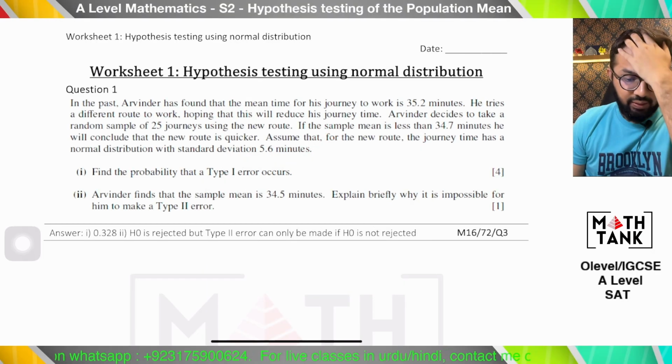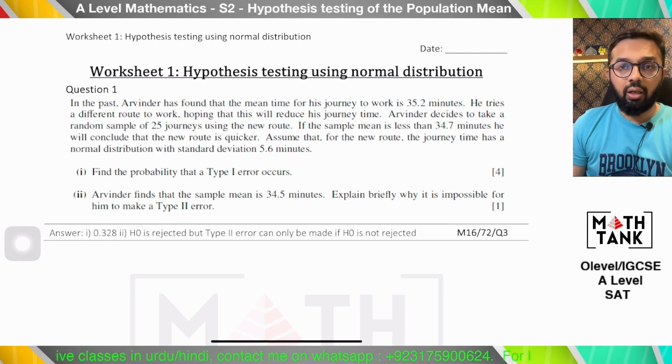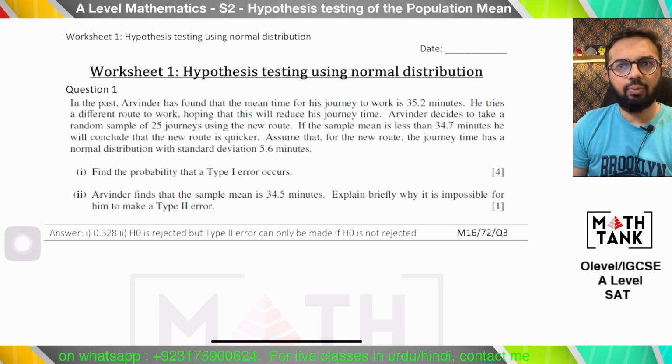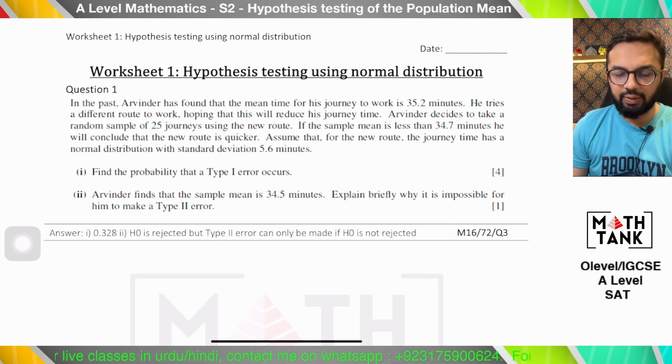Today's topic is hypothesis testing of the population mean using normal distribution. Let's jump into the questions. This is part of the S2 syllabus. If you are attempting S2, that's what you should be practicing.